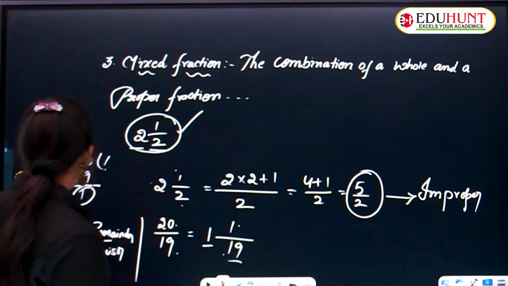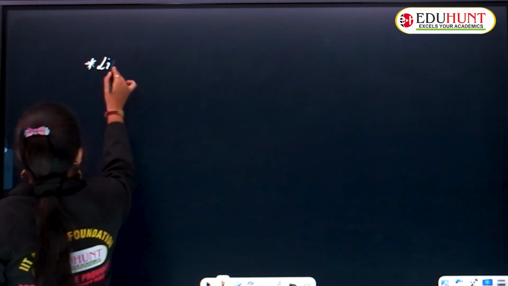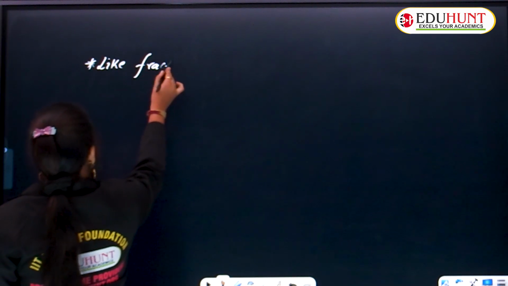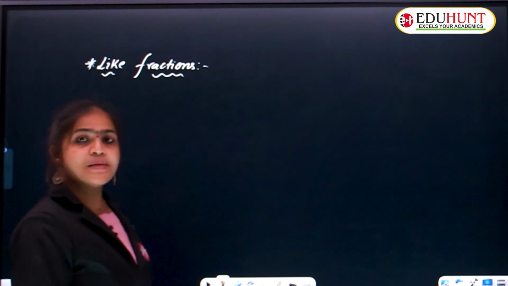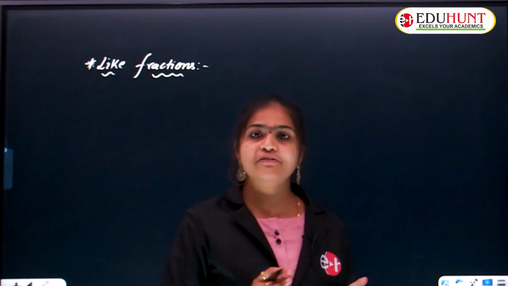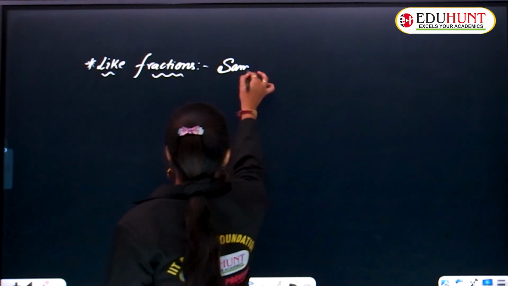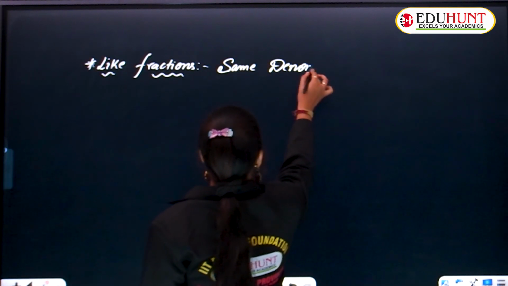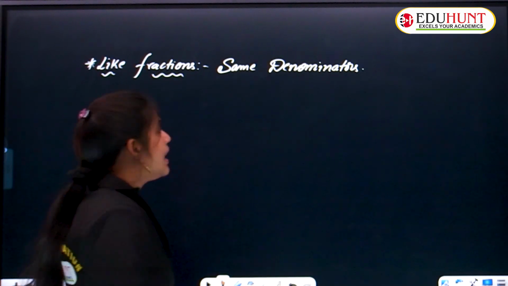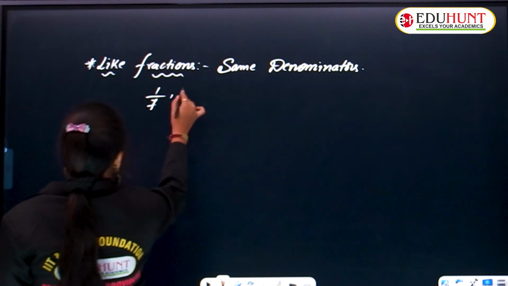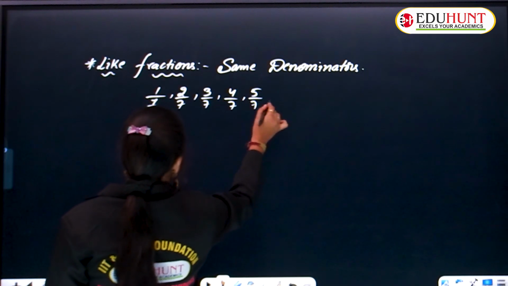Okay, some other types are also there. Now see, next we have like fractions. What are those? Like fractions means, if the given fractions have the same denominators. Same denominators. Understood? For example 1 by 7, 2 by 7, 3 by 7, 4 by 7, 5 by 7 and so on.